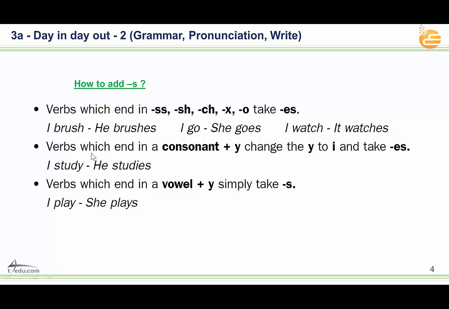Number 2, verbs which end in a consonant plus y. This is very important. Consonant, not vowel, one consonant. Change the y to i and take es. For example, I study. This is y and this is d. The d is a consonant. So we have to say he studies.